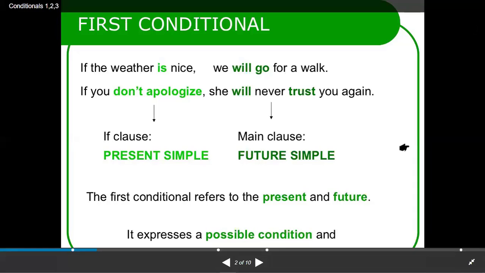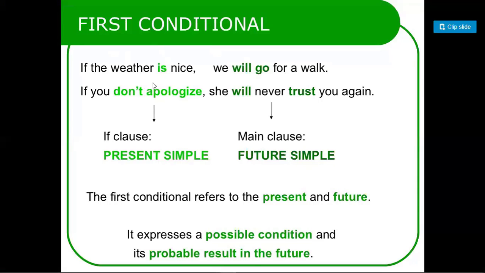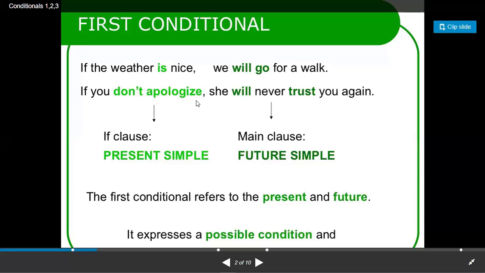Now the first thing you would notice is that the tenses are different in type 1 or first conditional, and in type 0 or zero conditional the tense was also different. In type 0 we had present tense in both of the clauses; in type 1, in the main clause we will have future simple. The first conditional refers to the present and future. Now here, if the weather is nice we will go for a walk. If you don't apologize she will never trust you again.